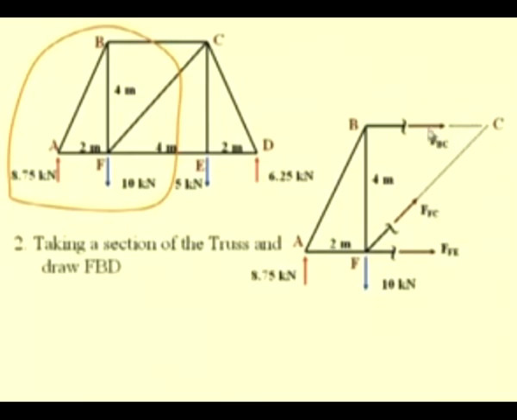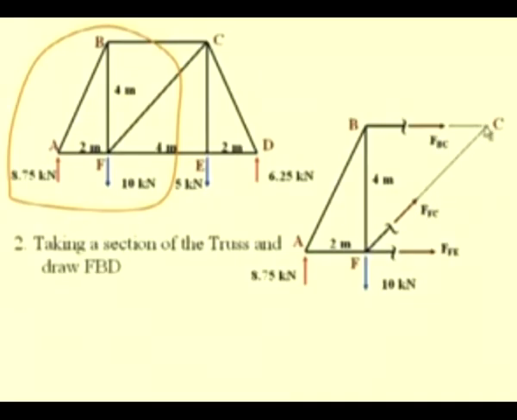Let us assume that all the members are subjected to a tensile force because of the loading. Thus, these forces act away from the corresponding joints. That is, the force FBC acts away from the joint B, and the force FFC and the force FFE act away from the joint F.